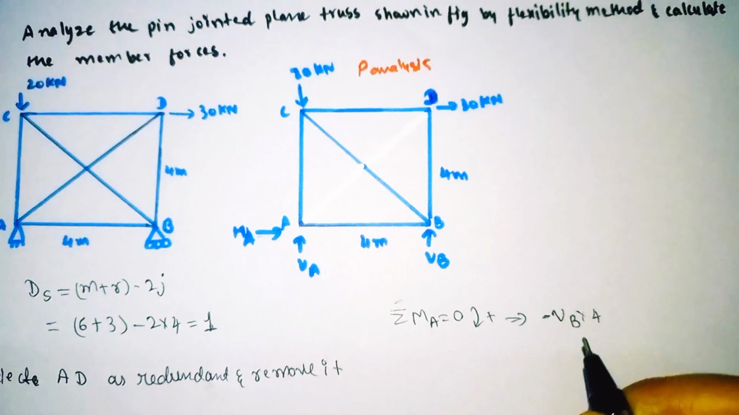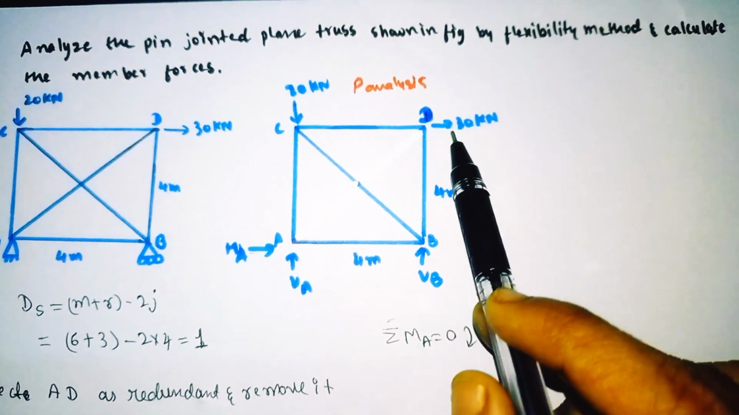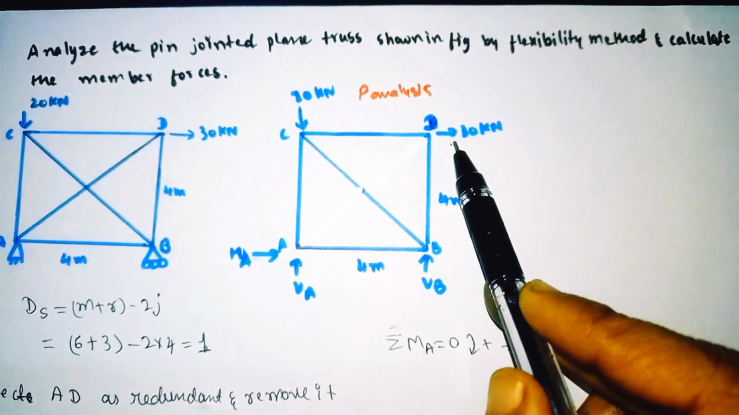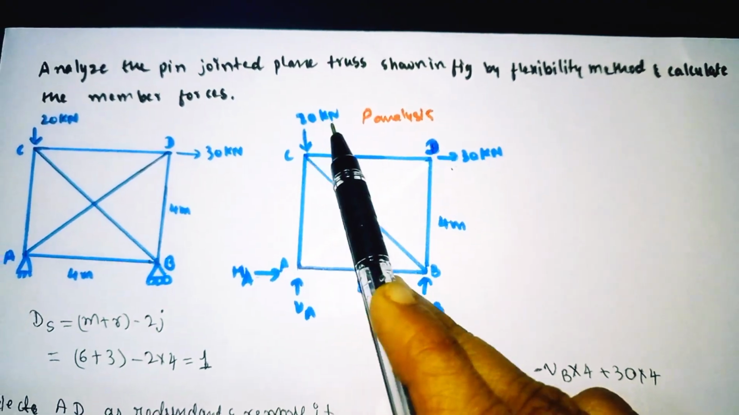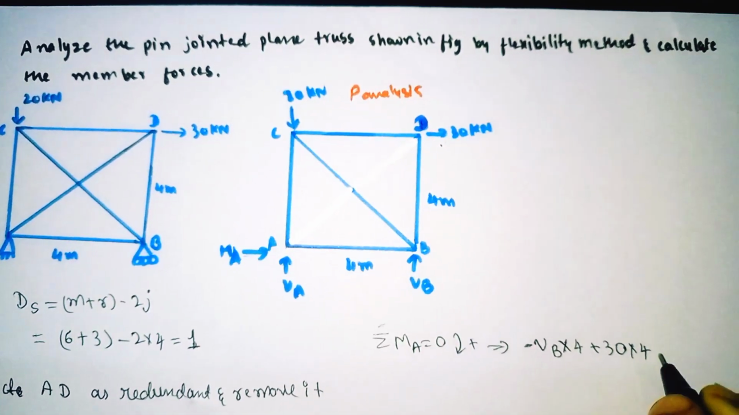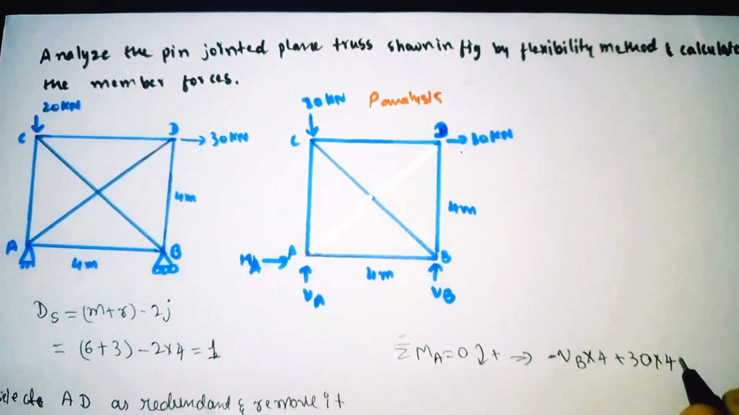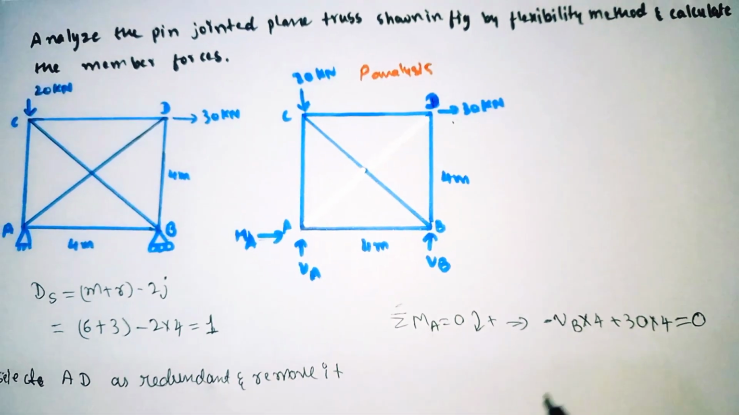VB into 4, and this is also coming clockwise. Now it is rotating clockwise, 30 kilonewton. So plus 30 into the perpendicular distance of this, which is 4 meter, 30 into 4. And the 20 kilonewton is axial to this, so it means the value becomes 0, is equal to 0. So now find the VB here.